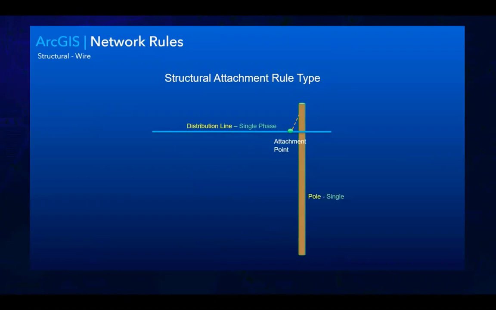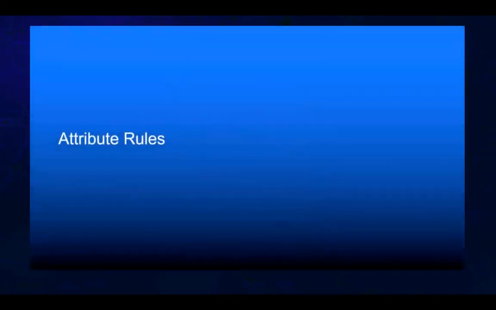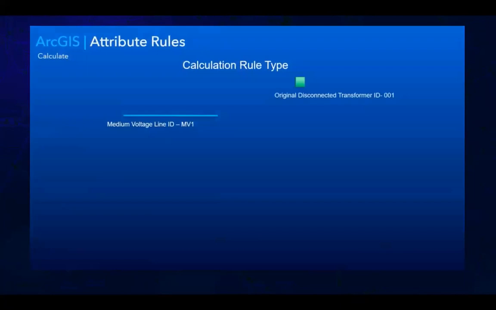So in addition to network rules to attain a higher level of data quality, we also have attribute rules. So attribute rules are exciting. The first type of attribute rule is a calculation.